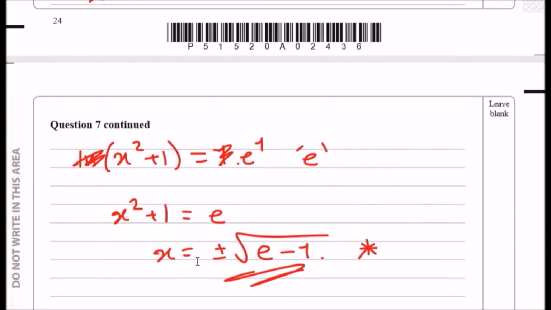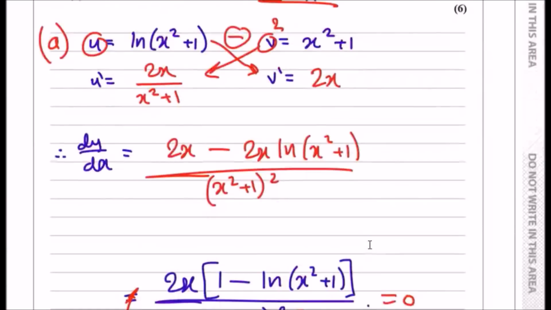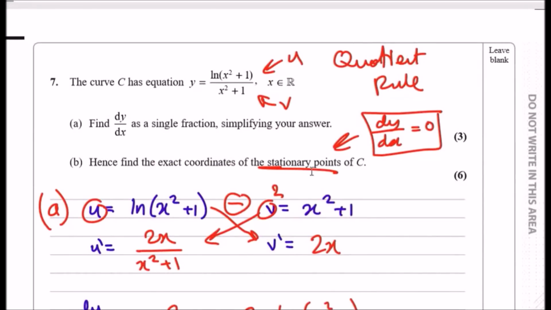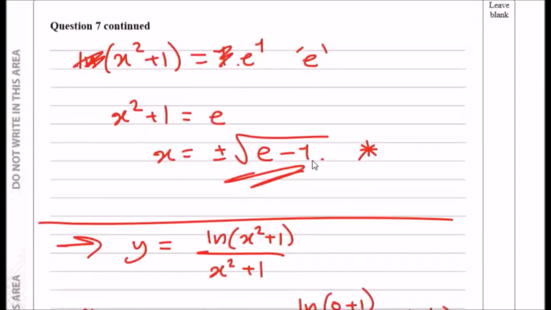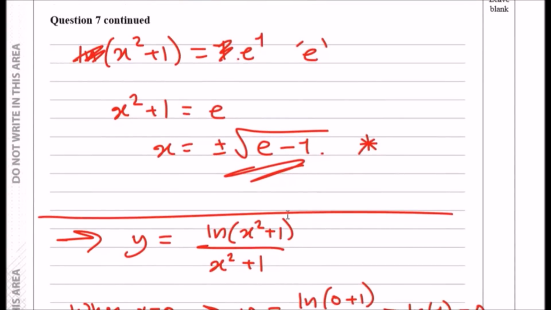Now that we found x, all you need to do is literally plug into y, because remember, you're trying to find the stationary points, and that means you need to find the x and y solution. So let's have a look. I already copied it down here just for convenience.